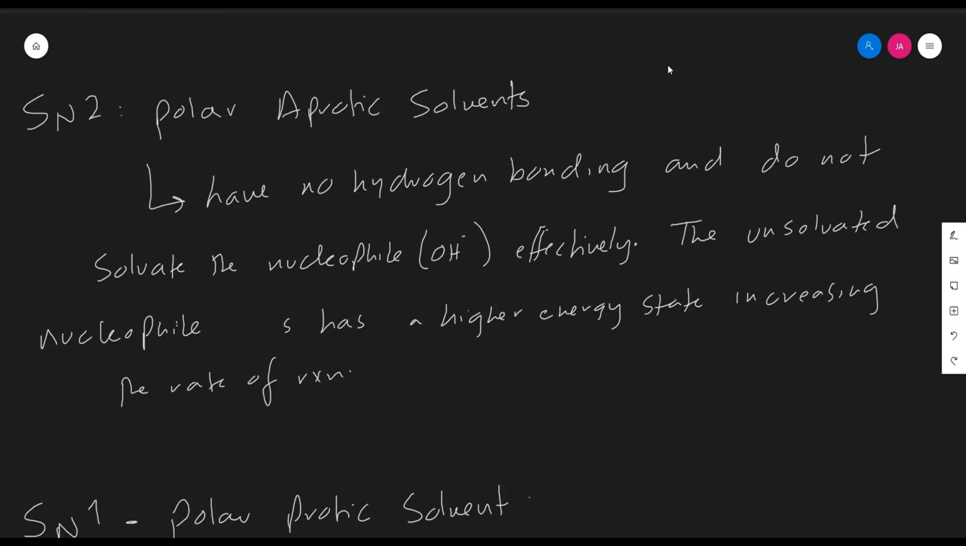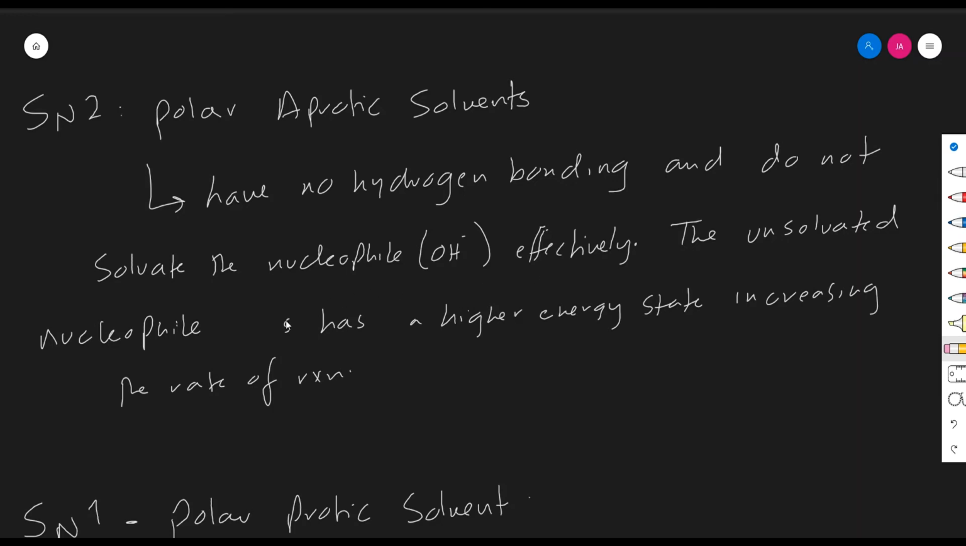On the other hand, if polar aprotic solvents are used, these solvents do not contain hydrogen bonding and would not solvate the nucleophile effectively via hydrogen bonds. Thus, the unsolvated nucleophile would have a higher energy state, increasing the rate of the reaction.